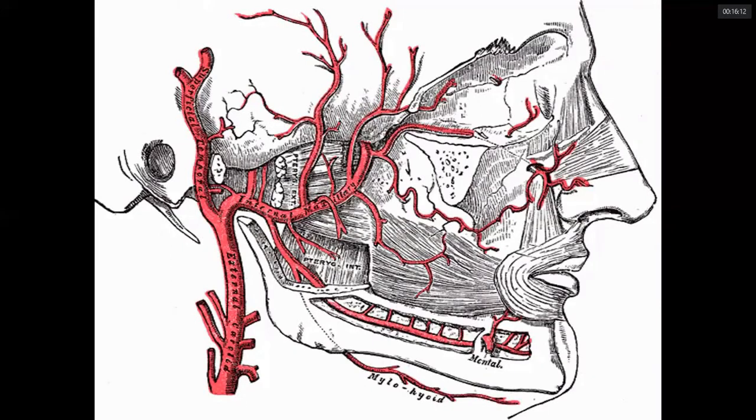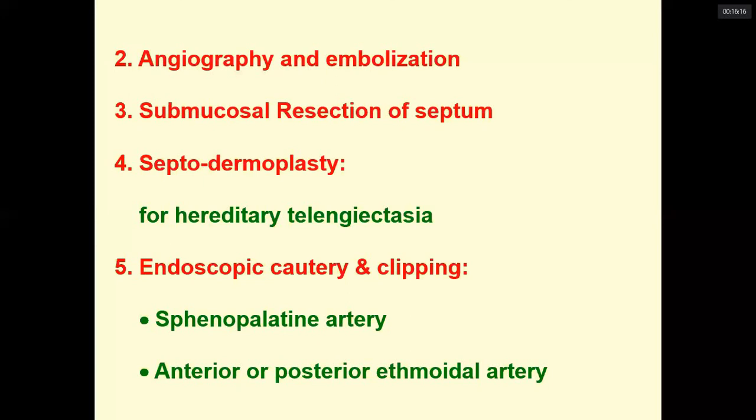Okay, so this is the internal maxillary artery. Similarly, what we can do is angiography and embolization, submucosal resection of septum, septodermoplasty, and endoscopic arterial clipping.